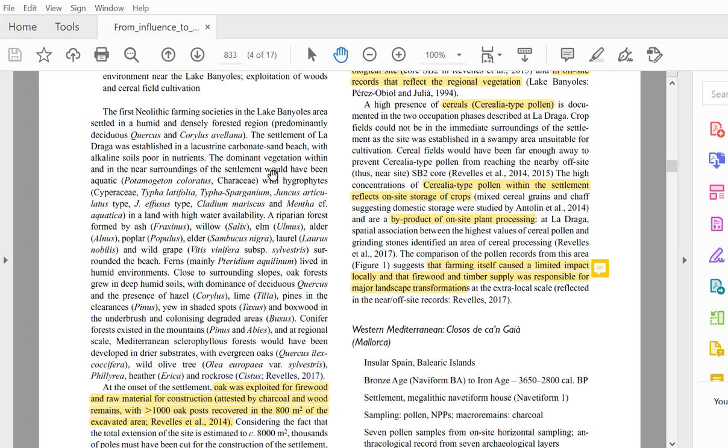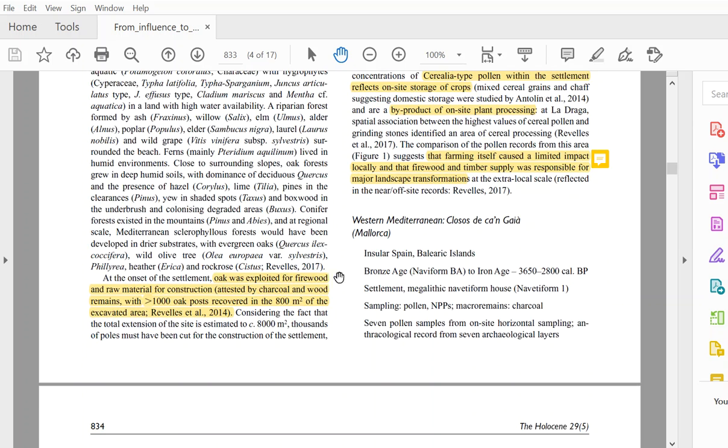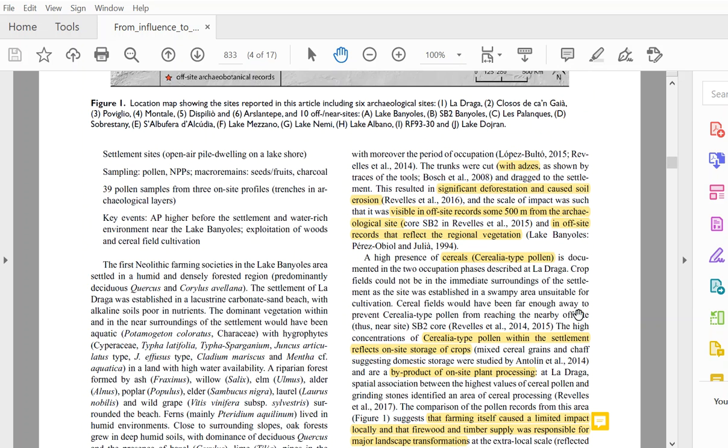So as you read through this, it tells you a little bit about the plants that are being discovered. As you can see here down at the bottom, we can tell from the pollen that oak was used for firewood and then for construction, because they found over 1,000 oak posts in a fairly small excavated area. And so considering the size of the entire site, thousands of oak poles must have been cut down. So you're talking about cutting trees down.